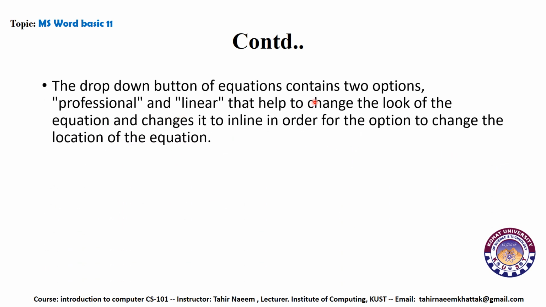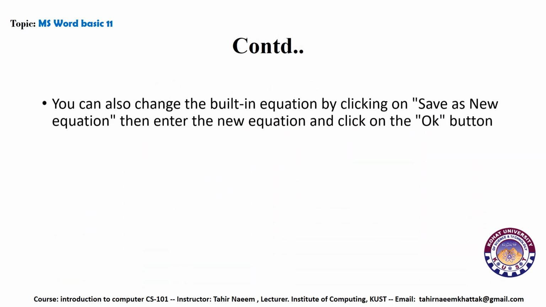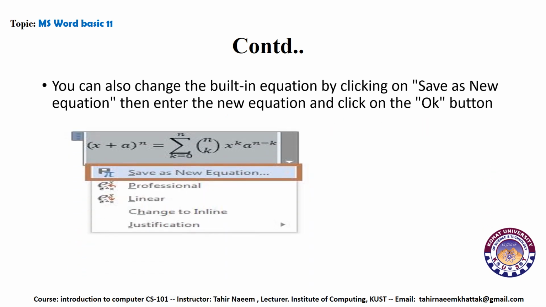The drop-down button of the equation contains two options, Professional and Linear, that help to change the look of the equation, and Change to Inline changes the location of the equation. Here you can see Save as New Equation, Professional, Linear, Change to Inline, and Justification. So we can also change a built-in equation by clicking Save as New Equation, then entering a new equation and clicking the OK button. As you can see, we will click on Save as New Equation, enter the new equation inside the data, and click on OK.